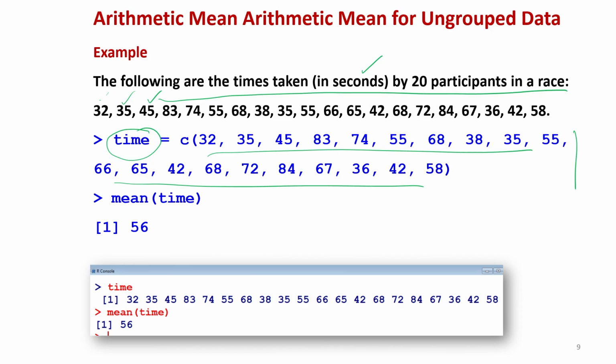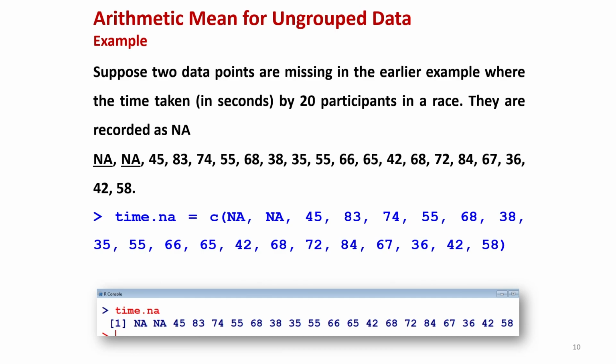In case I say, okay, the first participant took 32 seconds, second took 35 seconds, third took 45 seconds, fourth took 83 seconds, fifth took 74 seconds and so on, do you really get an idea about the information? It is very difficult. So we try to find the arithmetic mean using the command mean of time, and this value comes out to be 56, right? So this means that on average the participants took approximately 56 seconds to complete the race. And this is the screenshot of the same data. Now, in the same example, I want to illustrate that if some data is missing, how are you going to handle it?